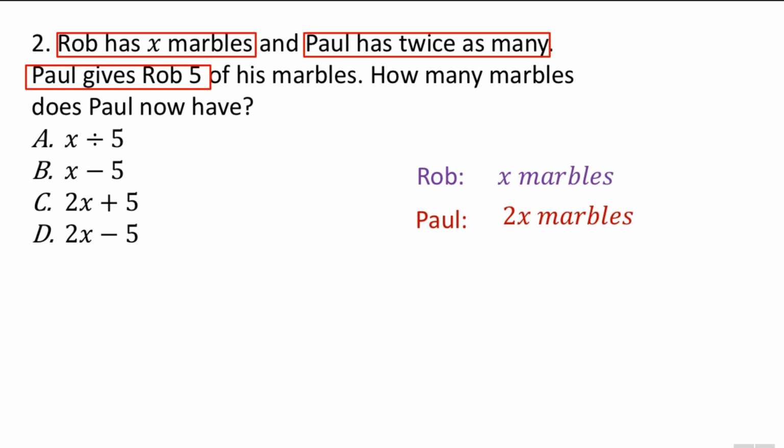5 less marbles, which means that must be a subtraction there. So that's 2x minus 5, and then we could check to see which one of those answers would work. In this case, it's D. Alright, lovely. I hope you got this question, guys.